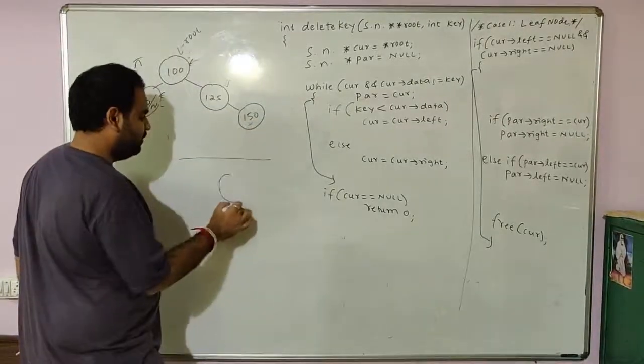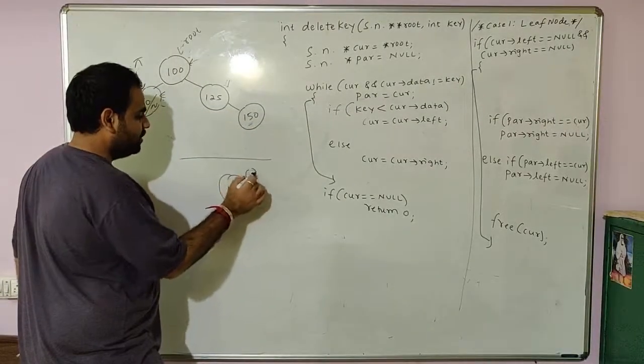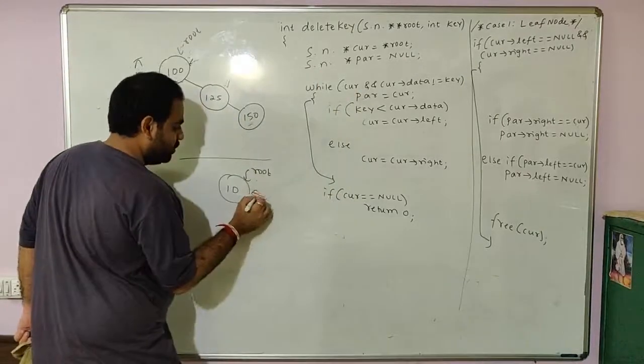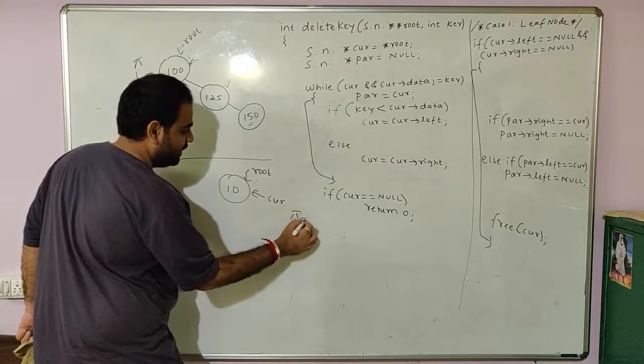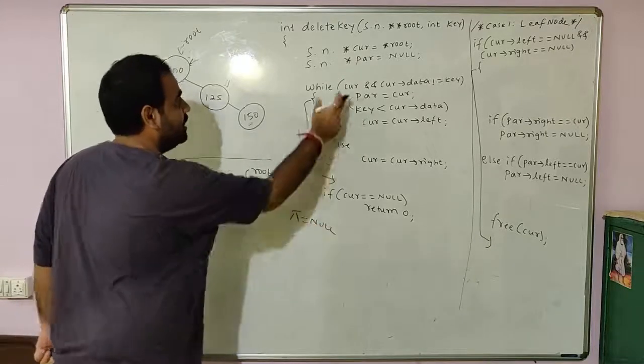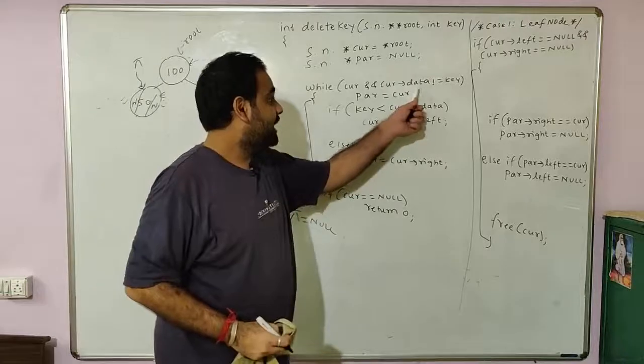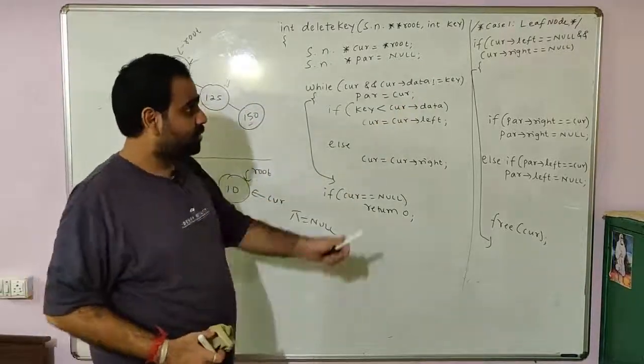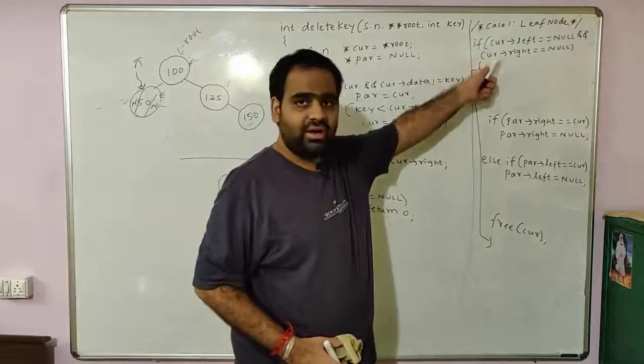Suppose this is the tree with only one node, 10, and this is the root, and we want to delete 10. Current equals root, parent equals null. Current not equal to null? Yes. Current arrow data is 10, key is 10, the not-equal condition is false, so you come out. Is current equal to null? No. Current arrow left equal to null? Yes.